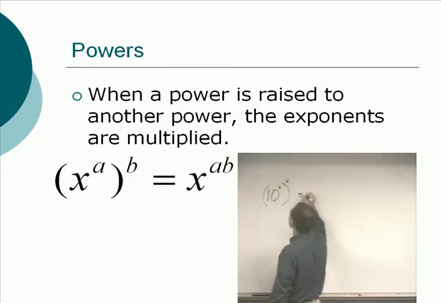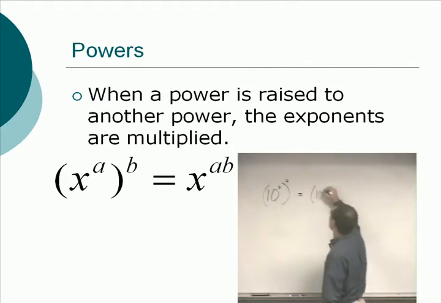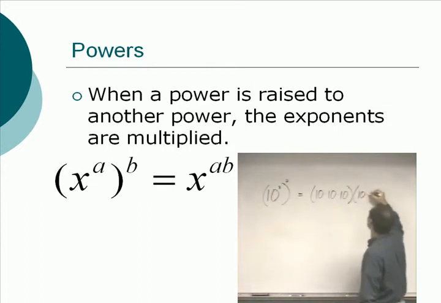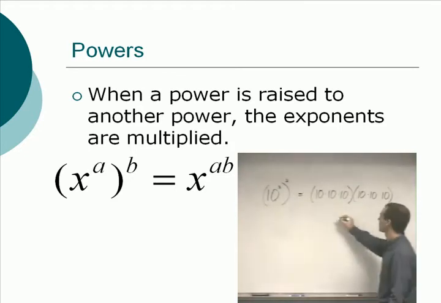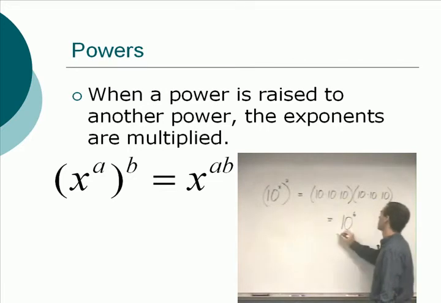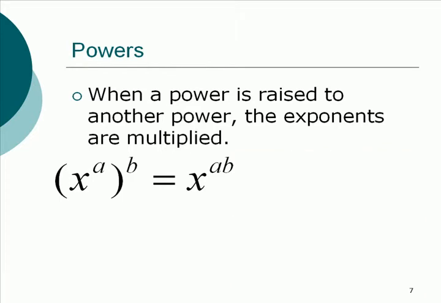The reason this one's true is, suppose you have 10 cubed squared. What does that really mean? It means you've got 10 times 10 times 10 times 10 times 10 times 10, right? You're taking 10 cubed and squaring it. Well, that leaves you with how many factors of 10? 10 to the sixth. You take 2 times 3, we get 6 for the exponent. So power to a power, you take the product. That's why it's true. Let's take a look at another example involving variables.